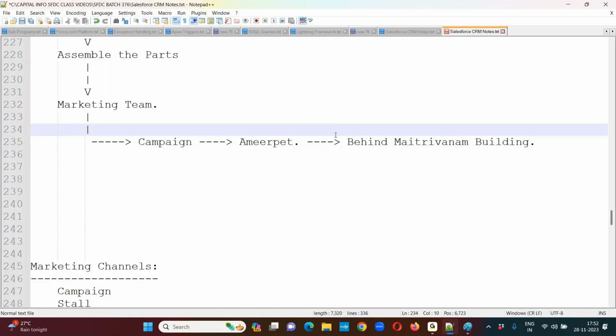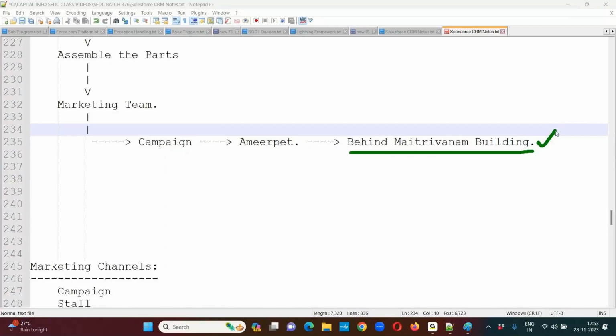Now in this case here also, this is the right place to conduct the campaign because so many people are passing through this area from morning till late night. So they want to conduct the campaign in this area. Then how will they conduct this campaign? What will happen during this campaigning?